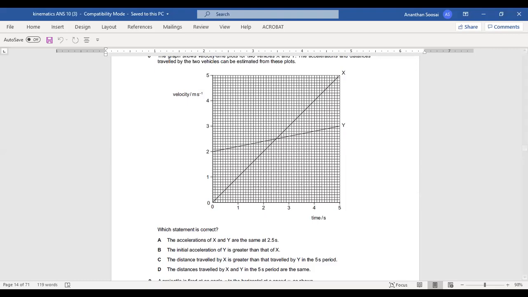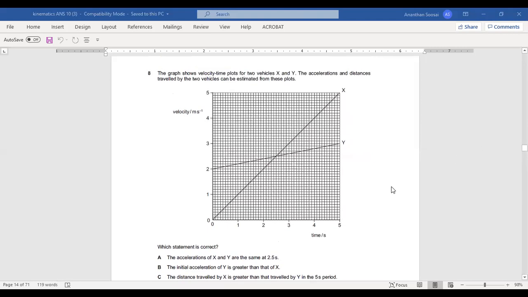Okay, I received the answers. Two of you put D. D: the distance traveled by X and Y in the 5 seconds period are the same. Within 5 seconds they travel the same distance. How do we know?